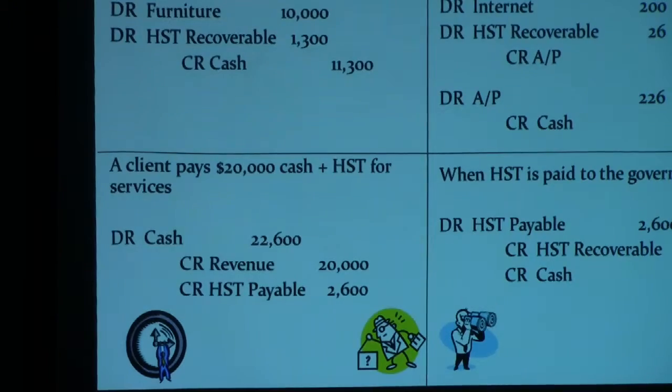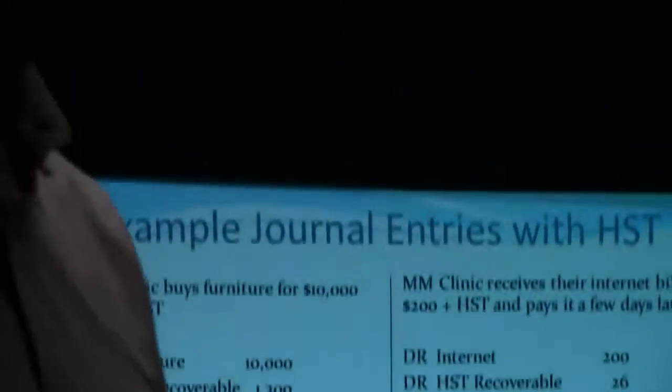So that's how HST is recorded, and you can choose to use HST payable for both types of journal entries. You don't need to have HST payable and HST recoverable. In the end, they are both together anyways, because you're looking at the difference. Remember, HST collected minus HST paid. So that's how you come to the conclusion anyways.